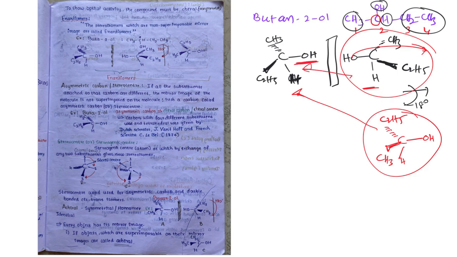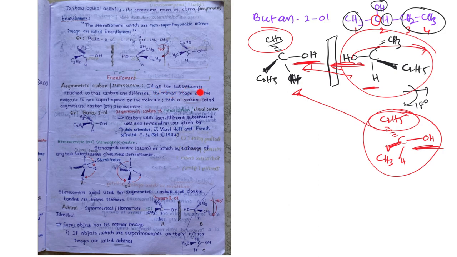Reason: here OH is on the right side, here OH is on the left side. And if you take this one, OH is on the right side here also, but the dotted line is the methyl group here and the ethyl group there. Therefore, they are not superimposable on each other. Therefore, they are enantiomers.